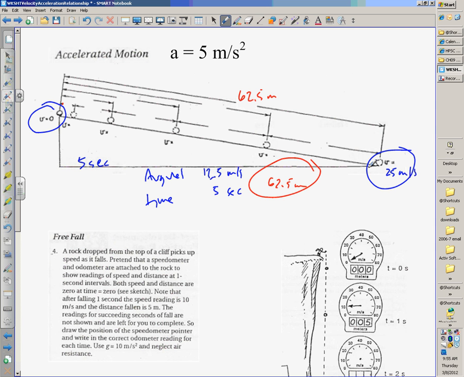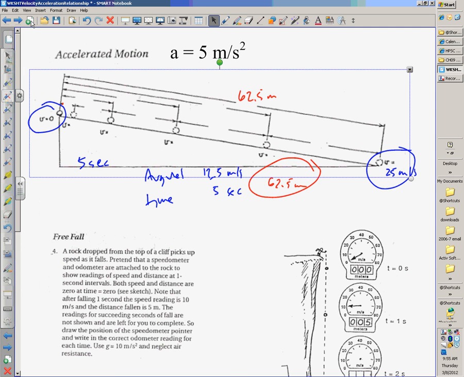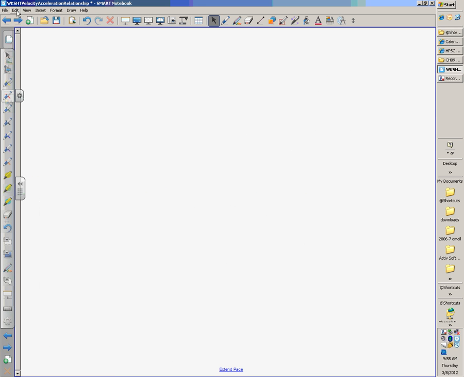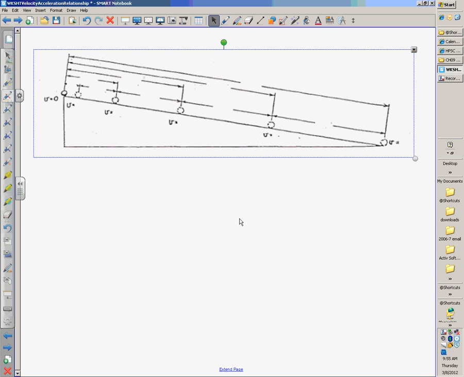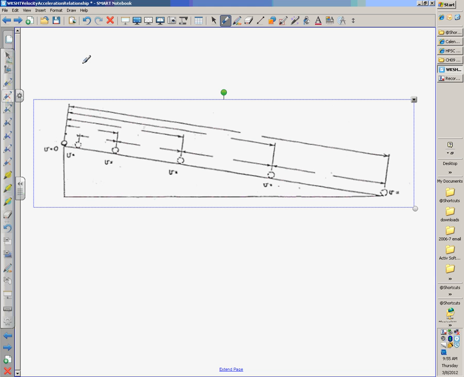Okay. Let's say I gave you this ramp. But I told you that the acceleration was equal to 10 meters per second squared. Could you do what we just did? I really think that most of you could do what we just did. Right? No problem. Do you want to do it real fast?